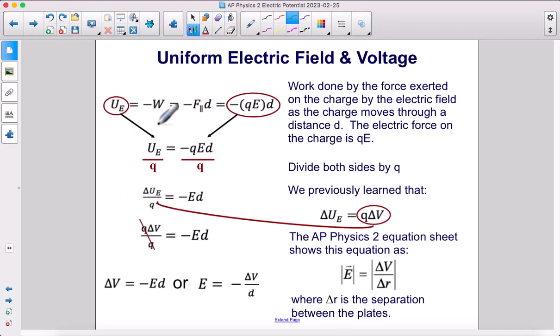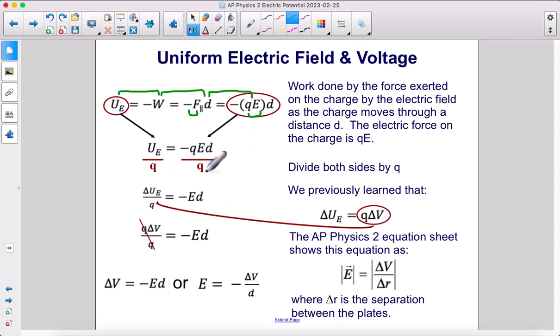Let's start out with what we know. We know potential energy is equal to the negative work done by the field. We know that work is equal to force times displacement. We learned that in AP Physics 1. We also know that the electric force on the charge is QE, the charge times the electric field. So we can replace this F with QE. Now we're going to set potential energy equal to negative QEd.